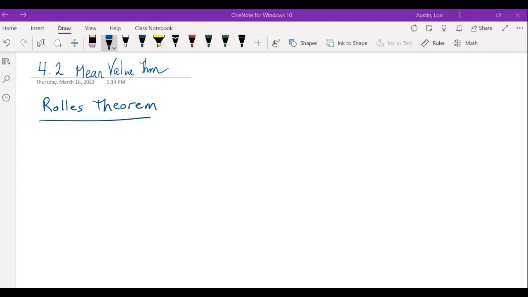Now we're going to start this unit with two theorems. One will be the mean value theorem, but a very special case of the mean value theorem is actually Rolle's theorem, so we're going to go over that one first. All right, so I'm going to start with a picture so you can understand what we mean by Rolle's theorem.